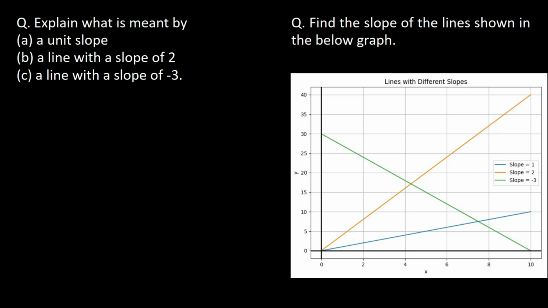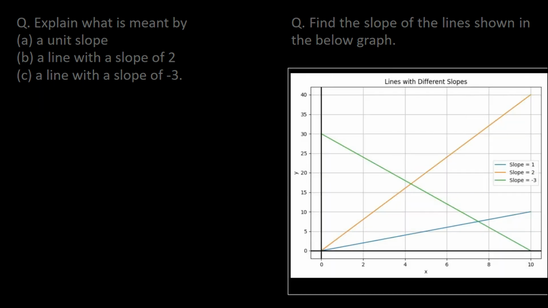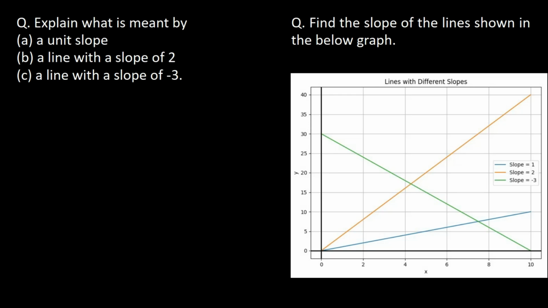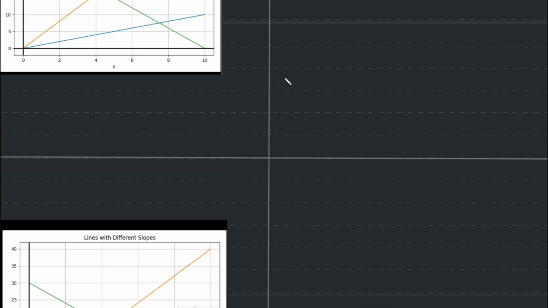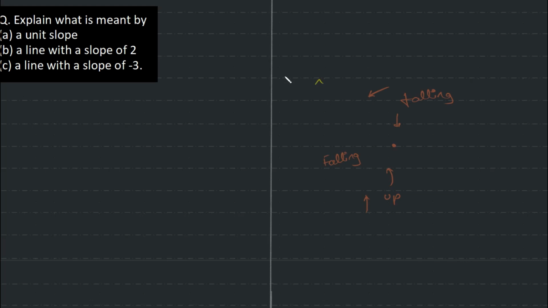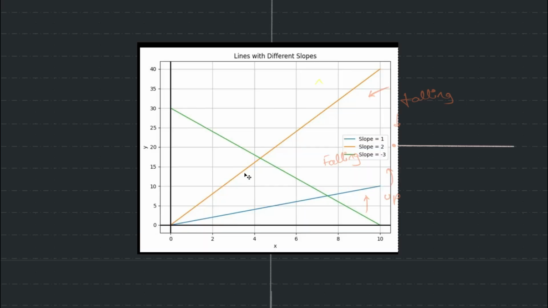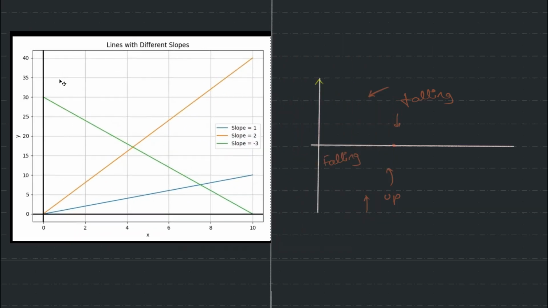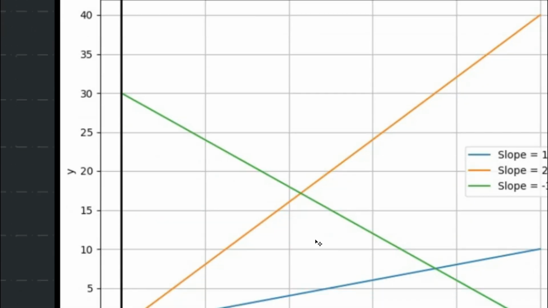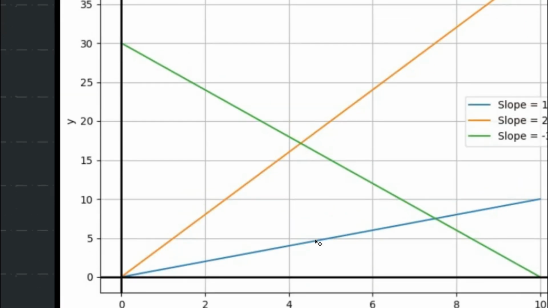Right? And find the slope of the lines shown below. Okay, so I think you can pause this part and do it yourself. Oh, I do have a few questions over there. Okay, please do this. Let me zoom in a bit for you. Find the slope of these 3 lines. It's already given, but still figure it out.